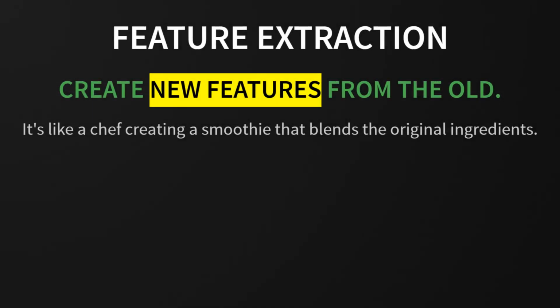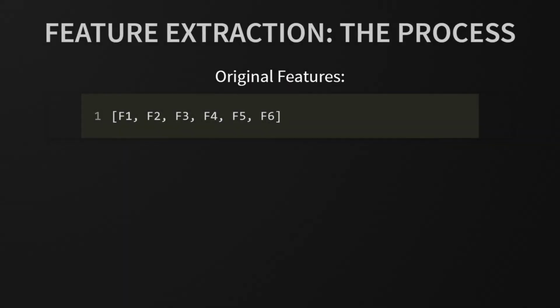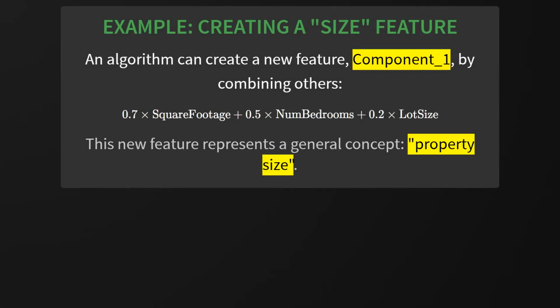This is completely different. Instead of picking from the originals, we're going to create entirely new features by combining the old ones. Again, we start with our 6 original features. So, how does this actually work? Imagine we have a bunch of housing features. Instead of using them directly, an algorithm can combine them. Here, it's creating a new, more powerful feature called Component 1, which represents the overall property size by mixing square footage, bedrooms, and lot size.